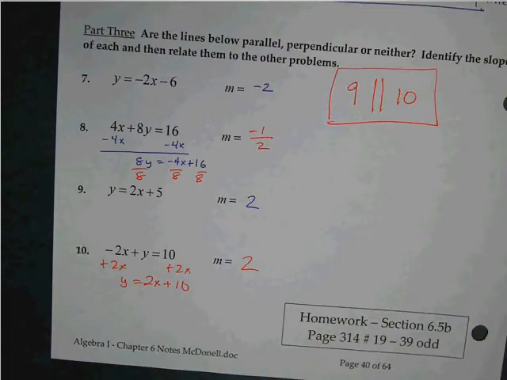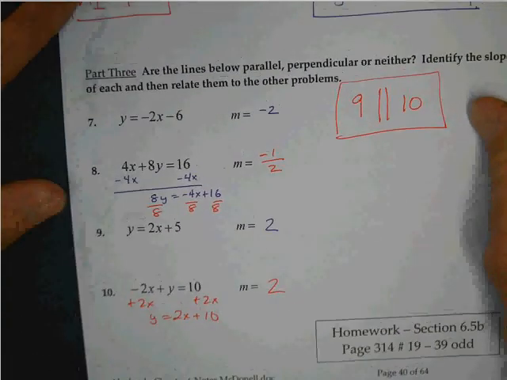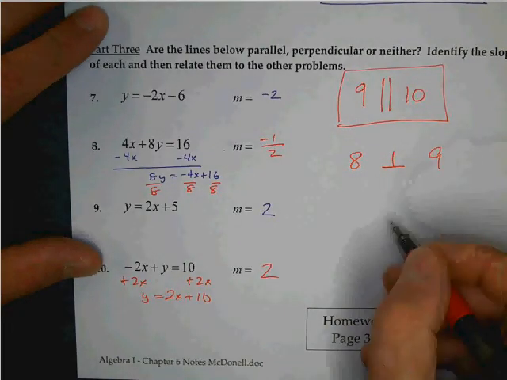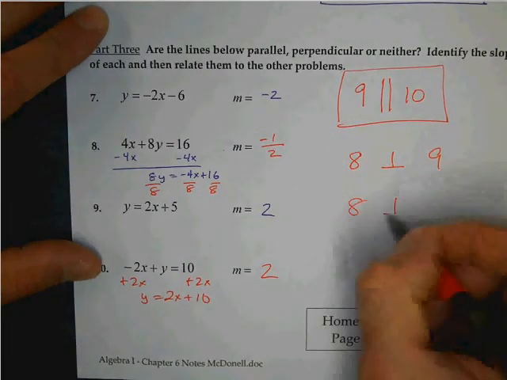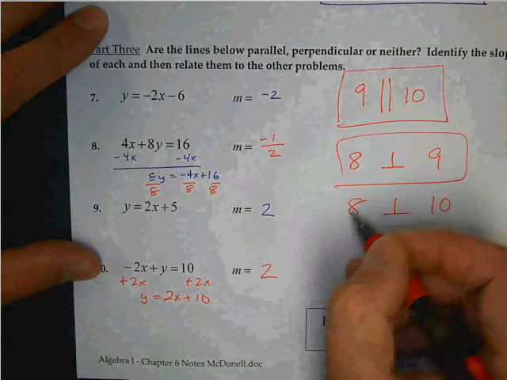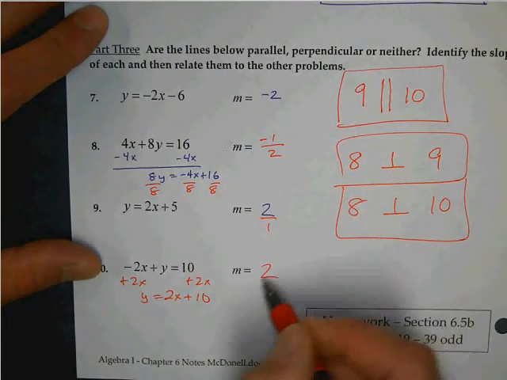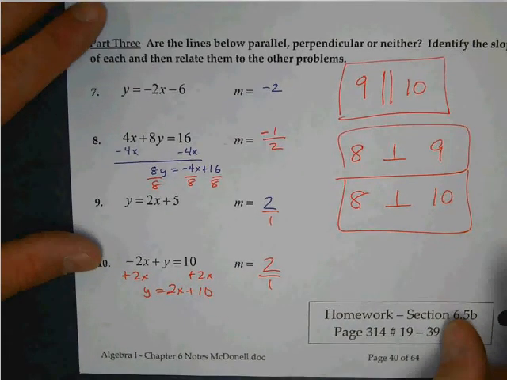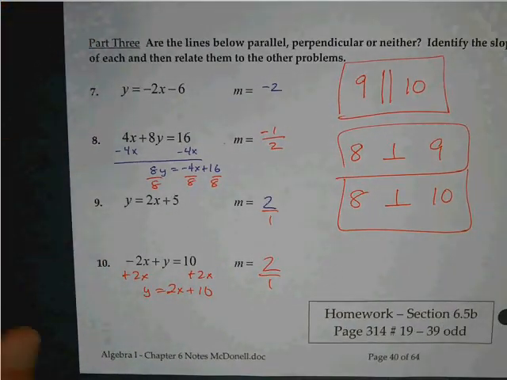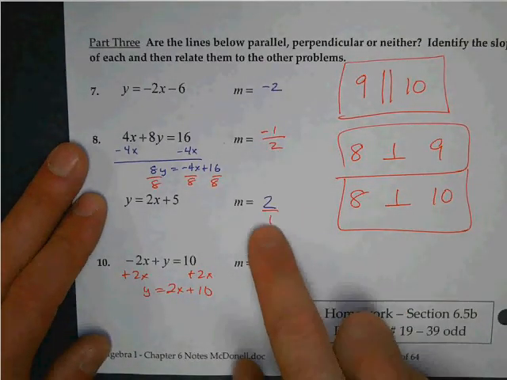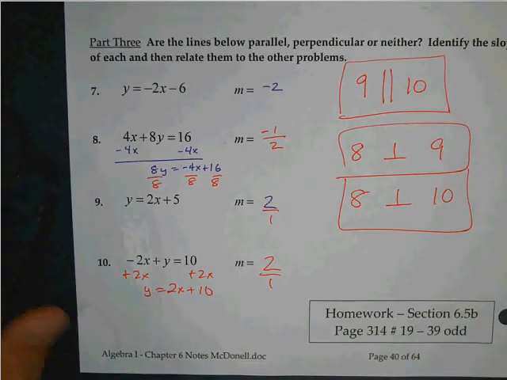Give me some ideas. Brittany? 8 is perpendicular to 9 and 10. 8 is perpendicular to 9? And 8 is perpendicular to 10. Because negative 1/2 is the opposite reciprocal of 2 over 1. You flip it upside down, and you take the opposite. So what's the opposite of a negative? A positive. So they're not only flipped, but they're also the opposite.